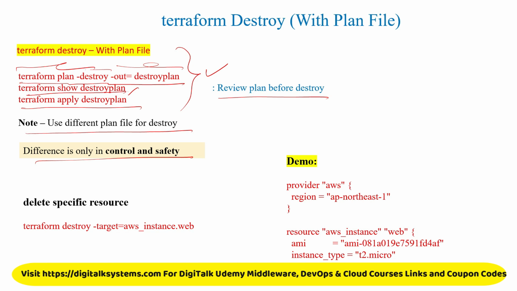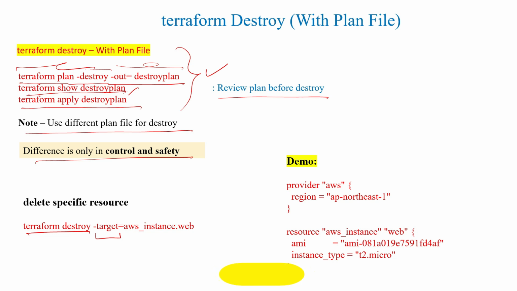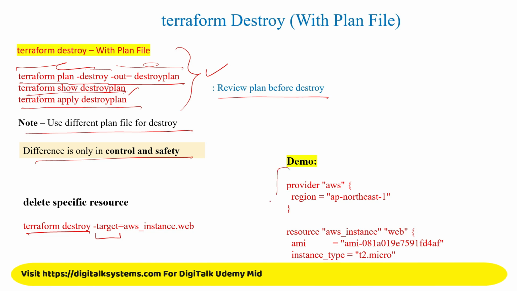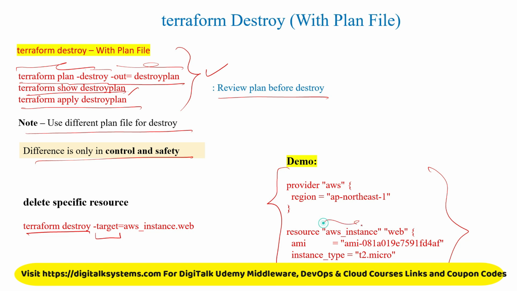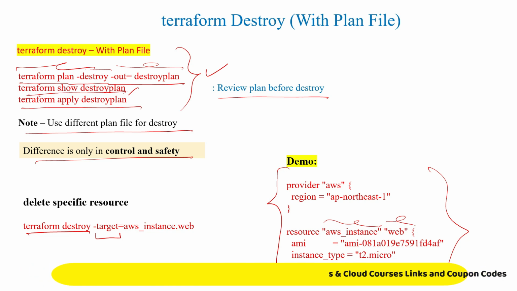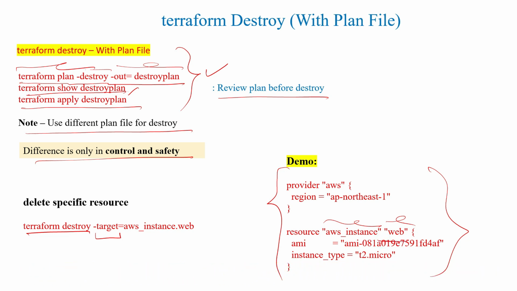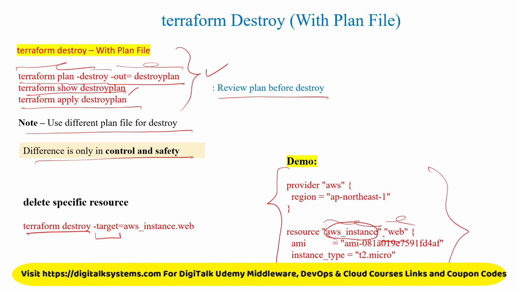But suppose you have multiple resources and you want to delete some specific resources. You can run the Terraform destroy command and specify the target. With the help of hyphen target, instead of deleting all the resources created by Terraform apply, we can delete specific resources. This is the demo we have seen so far to create one virtual machine. This is the AWS instance resource type, and the identifier we have given for this machine is web. So this machine is identified by Terraform as aws_instance.web.